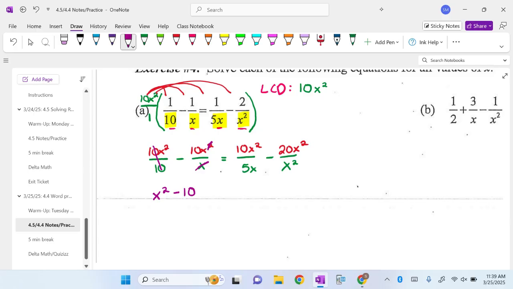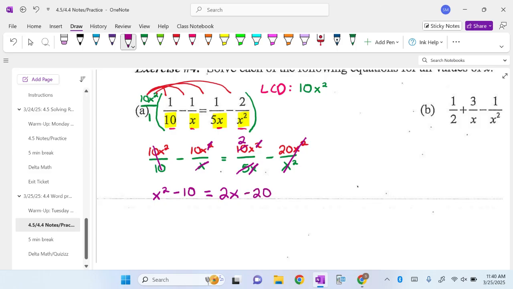So minus 10 is equal to, what about 10x squared divided by 5x? 2x. So the x goes away down here. This becomes a singular x. The 5 goes away. This becomes a 2. So this will be 2x. And then 20x squared divided by x squared. It's just negative 20. The x squareds cancel out.